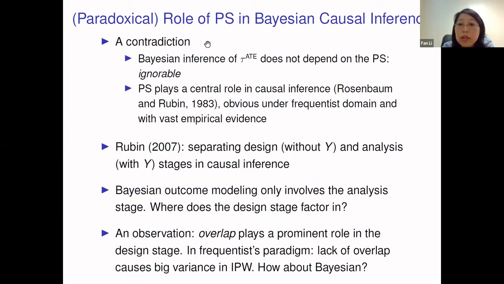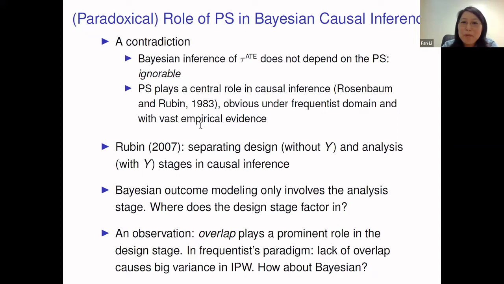Now the interesting thing is that there is an obvious paradox, or contradiction, about the role of the propensity score in causal inference. First, we just said that in Bayesian inference, if you assume ignorability, then the inference on ATE doesn't depend on the propensity score, so it's ignorable. But on the other hand, one of the most famous papers in causal inference, or maybe in statistics, is the Rosenbaum-Rubin 83 paper on propensity score, titled The Central Role of Propensity Score in Causal Inference. That paper says propensity plays a central role, while the Bayesian says this is ignorable. So what's happening?